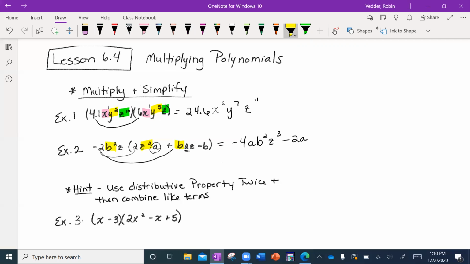I have b squared and b to the first. 2 plus 1 is going to give us 3b's, or b cubed. Finally, there's a couple of z's as well. Z to the first times z to the first, 1 plus 1 gives us z to the second. All right, on our final term, it's just a minus b.